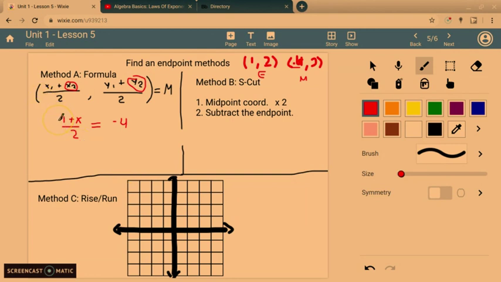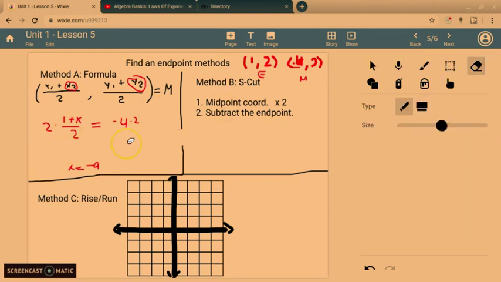So when we're trying to get rid of a fraction, you have to multiply by the denominator, the bottom number. So that's 2, 2. That makes the 2 go away, and then it's just 1 plus x equals, okay, so we know that will make it -8. Then we subtract 1, and we find out that x equals -9. There. Now I have to erase it again. So that's what you do for that part.